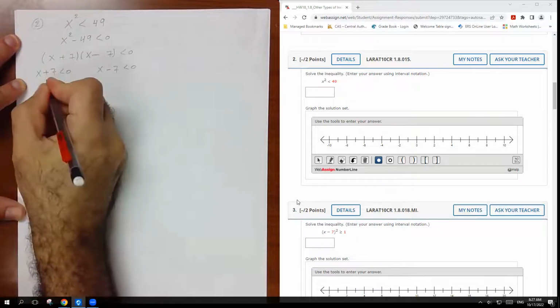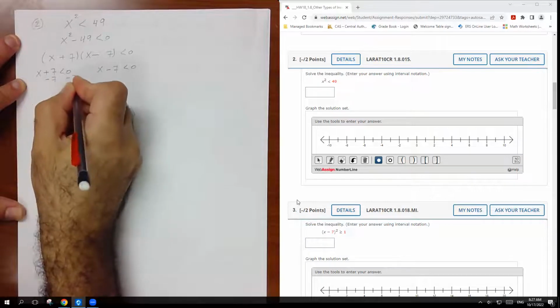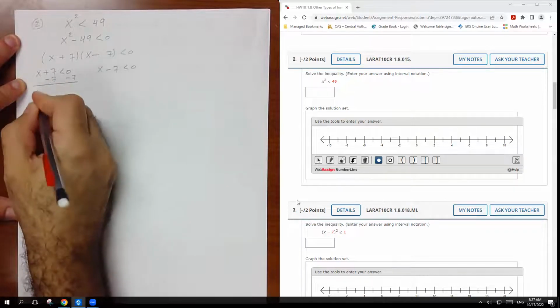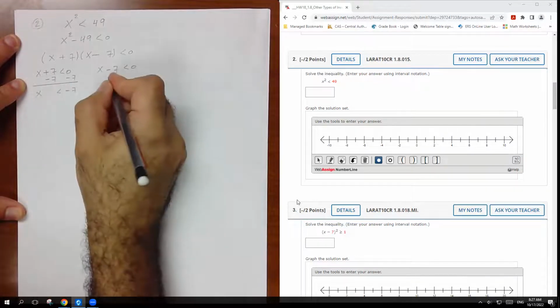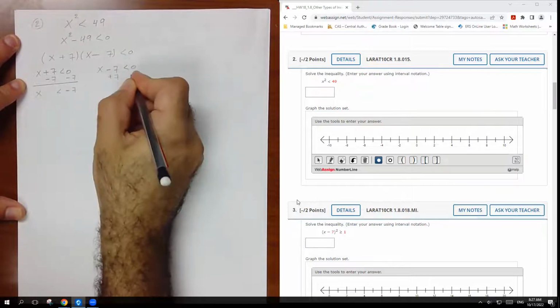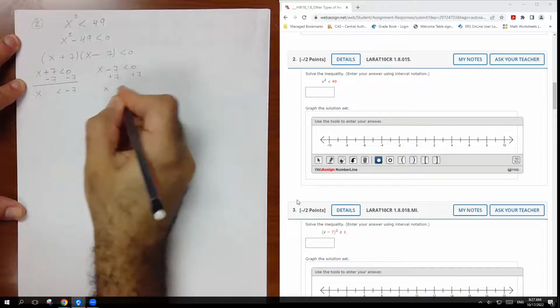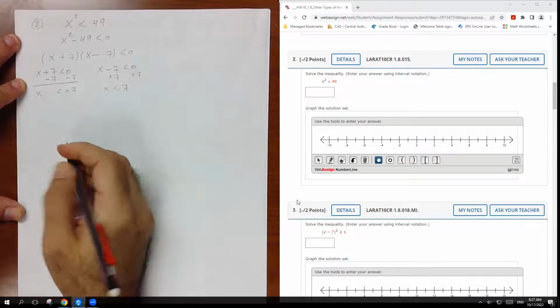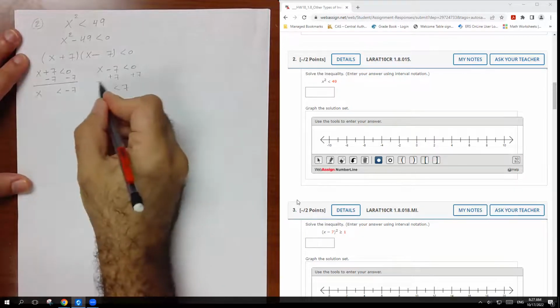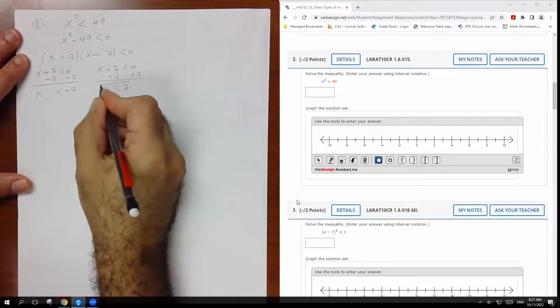Solve this one, you're going to minus 7. So x is going to be less than negative 7. This is the first key number. And add 7. So x is less than 7. This is the second key number. This is not the solution. These are the key numbers.